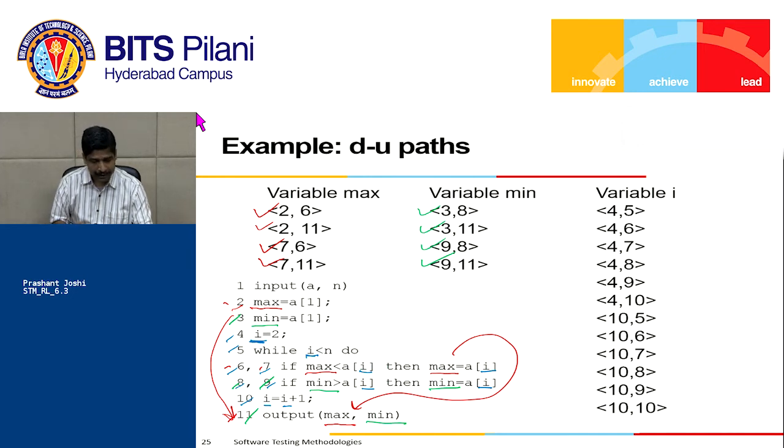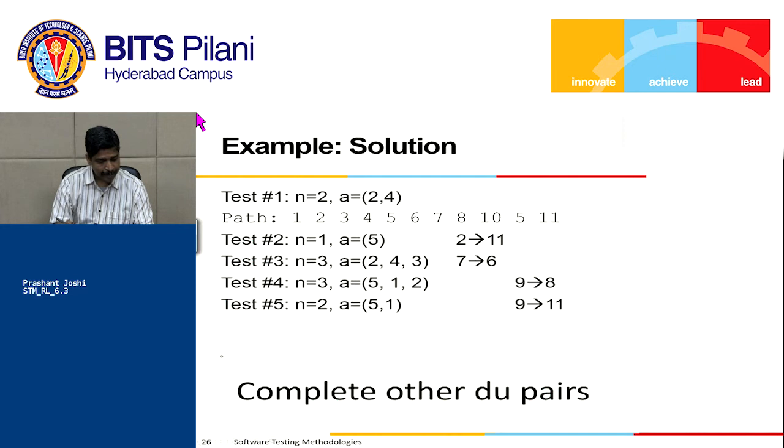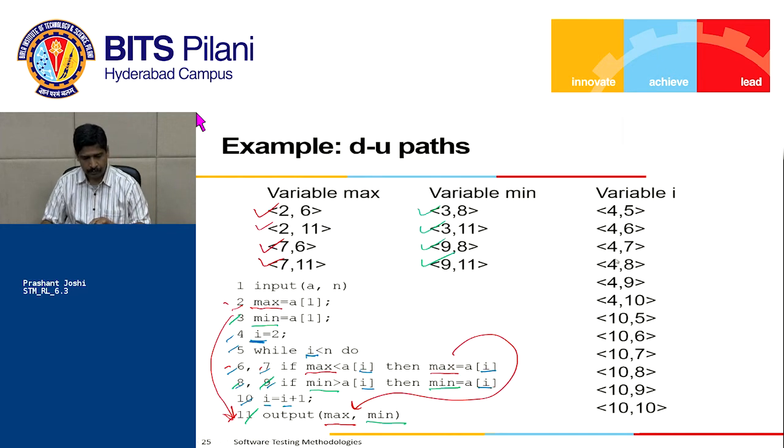At 4, it's a definition. At 5, it is a use. At 4, it is a definition. At 5, there is a use. At 4, there is a definition. At 6, it is again a use. I is getting used. Even 7, it gets used. 8, it gets used. 9, it gets used. 10 is again a use. Remember, I is equal to I plus 1.